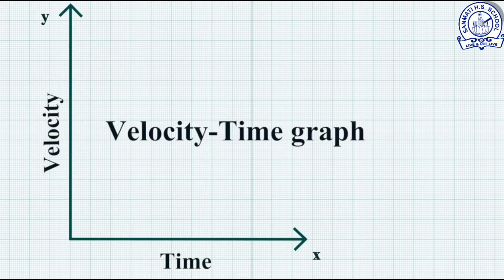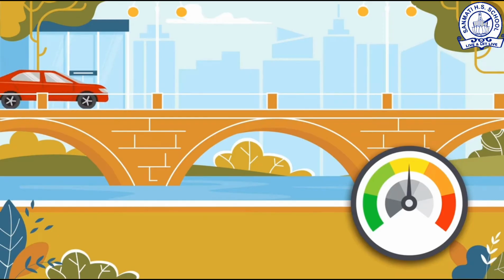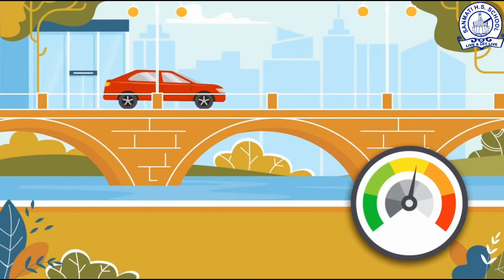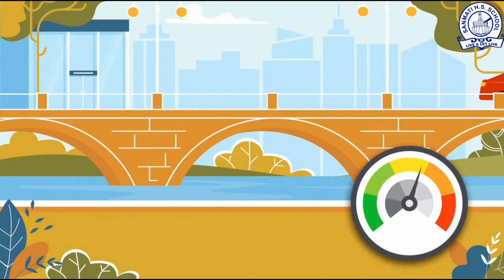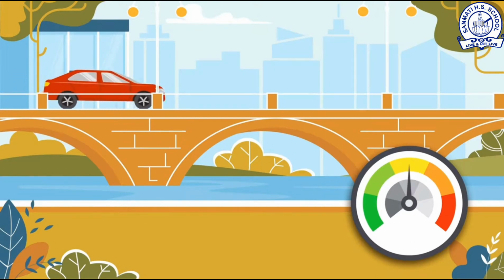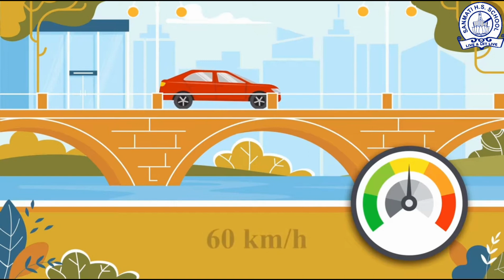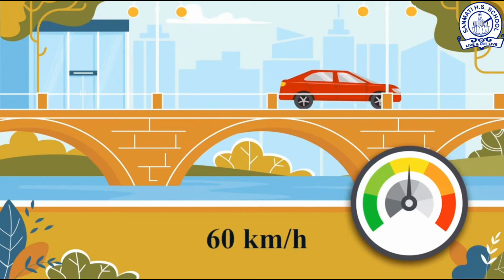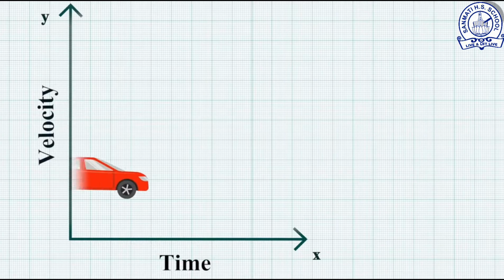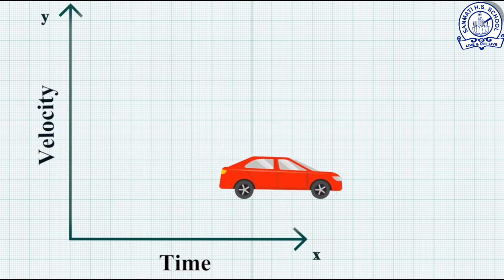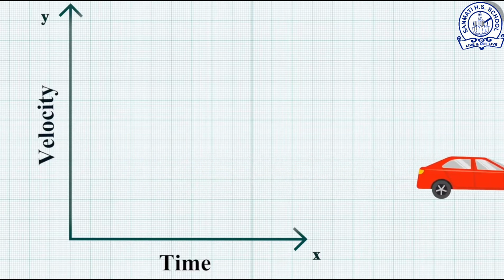Now, let's study the velocity time graph. The variation in velocity with time for an object moving in a straight line can be represented by a velocity time graph. Suppose a car is moving at a uniform velocity of 60 km per hour in a certain direction. The velocity time graph of that car can be plotted by considering the velocity at certain time instants.